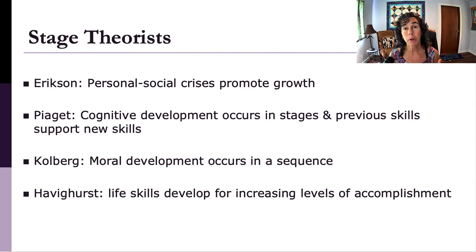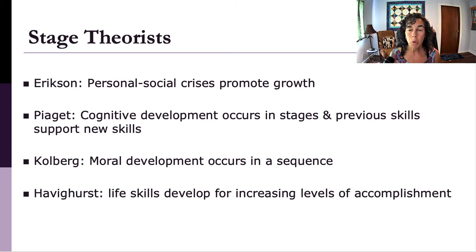Erikson talks about personal social crises that promote growth, and I have some slides that will help you out with that. So he followed Freud, if you'll recall, and he looked at different stages of development and linked them up with these crises that an individual has to overcome in order to move to the next stage of development in a healthy manner. Piaget was all about cognition, and he too had some stages, which we'll be looking at.